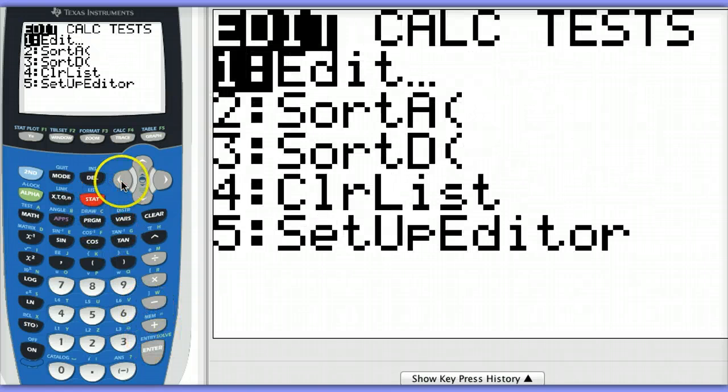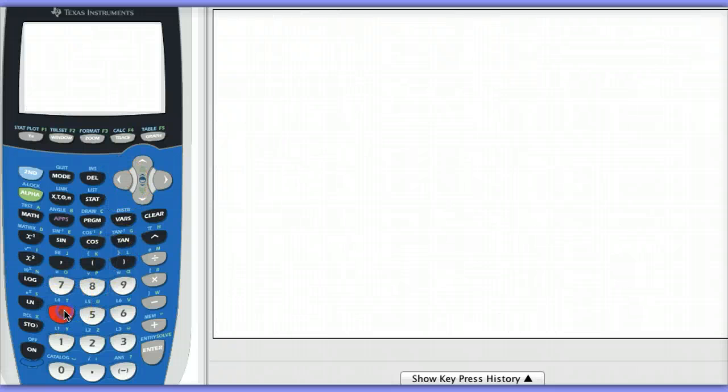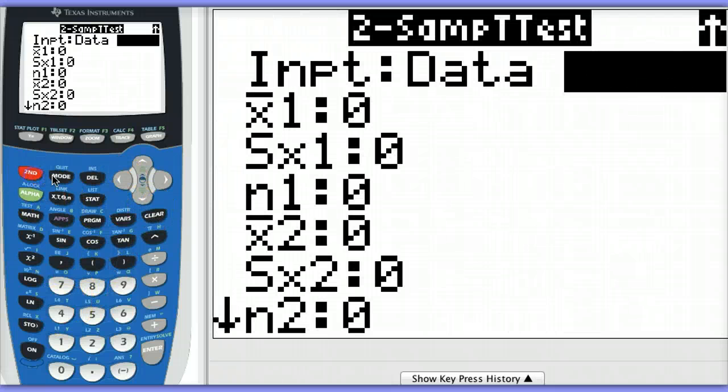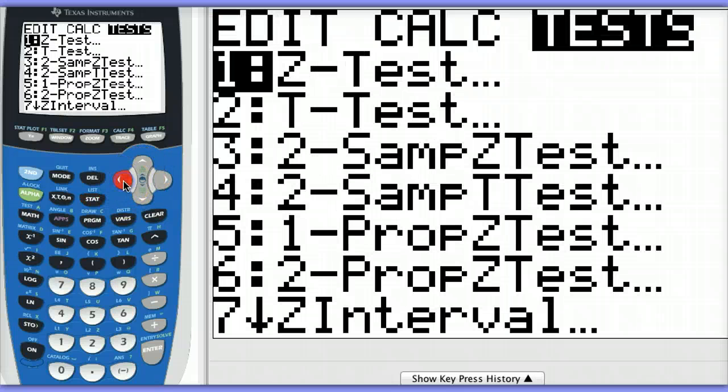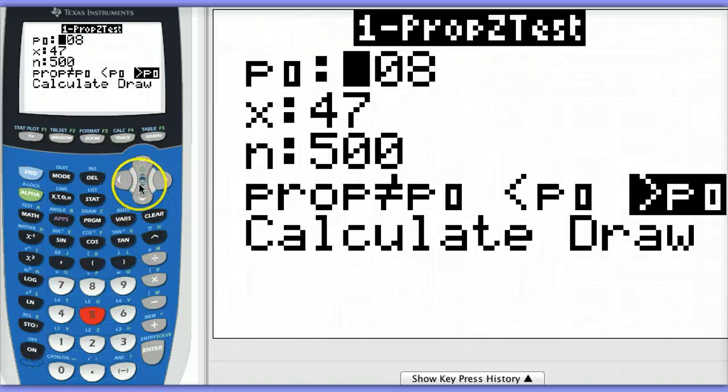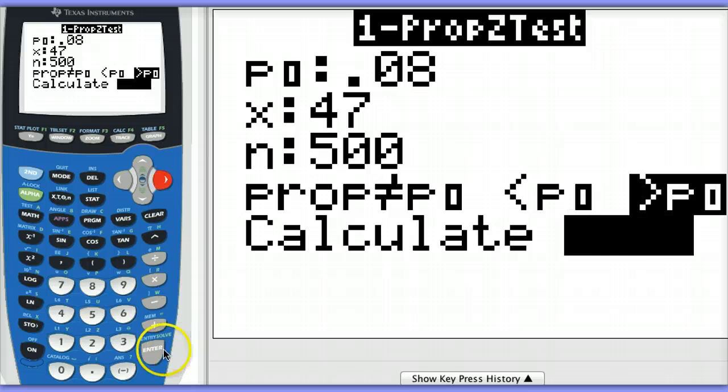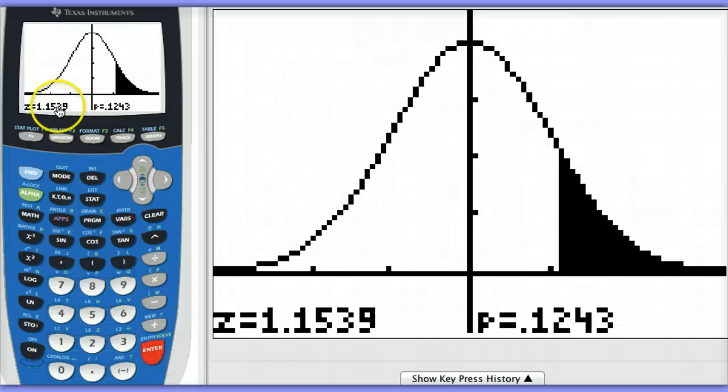Notice also we can draw. If I go to test, one proportion z-test, option 5, I could go down to draw and get a picture of the normal distribution if I preferred. And when I do that, I also have the z-score and the p-value reported as well.